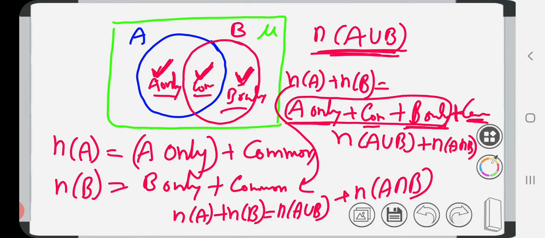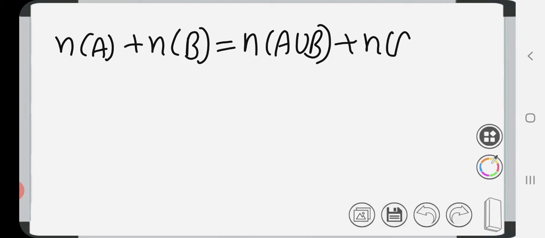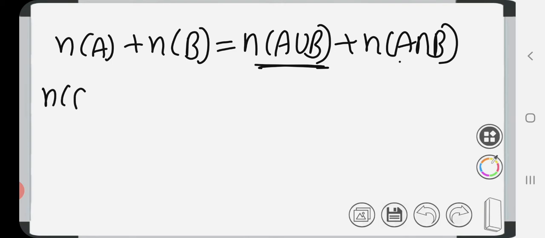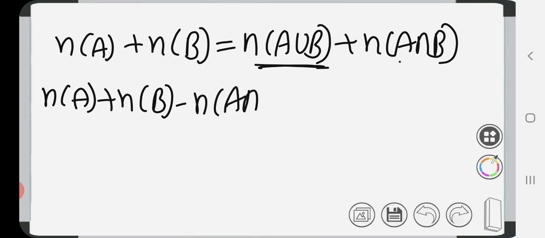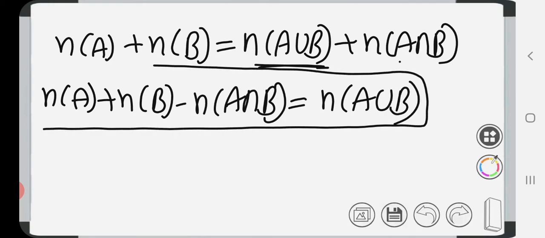So if we shift this, then we get the relation like this. We got the relation n(A) plus n(B) is equal to n(A union B) plus n(A intersection B). So to get n(A union B), move this to this side. Then n(A) plus n(B) minus n(A intersection B) is equal to n(A union B). This is the relation. Now we will check this relation with the previous example problem.